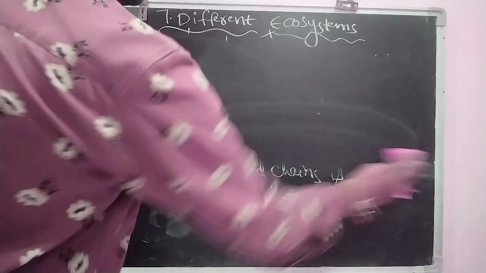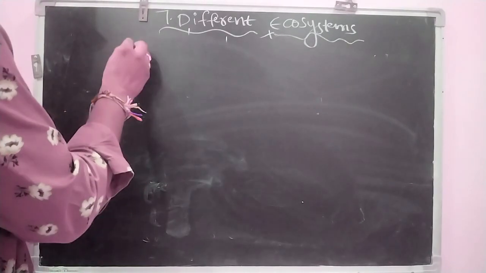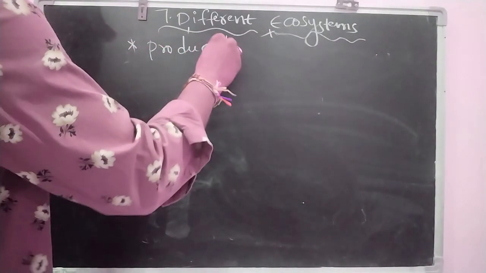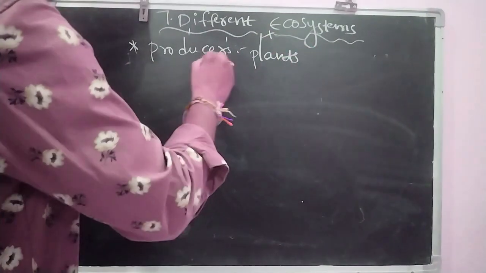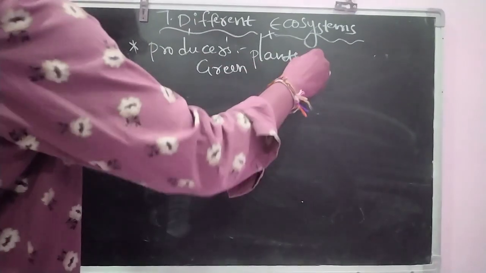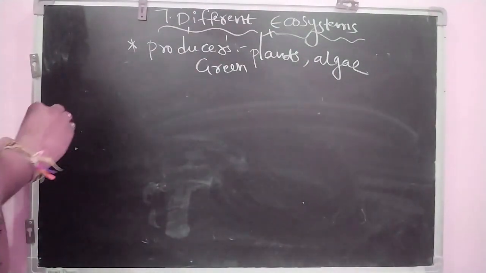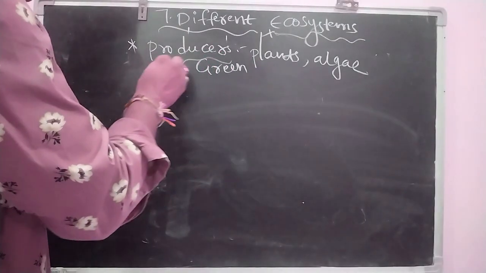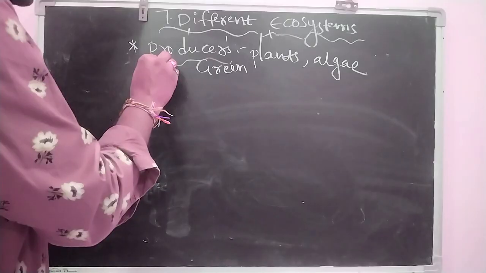Next, in a food chain, generally the most important are producers. So what are producers? Who prepare their own food materials. They are called producers, like green plants and algae, some kind of algae, and some kind of bacteria which perform photosynthesis. Who prepare their own food materials? They are called producers. Who eat these producers?